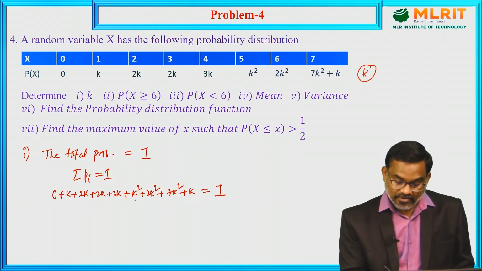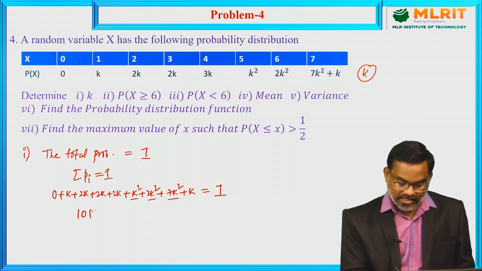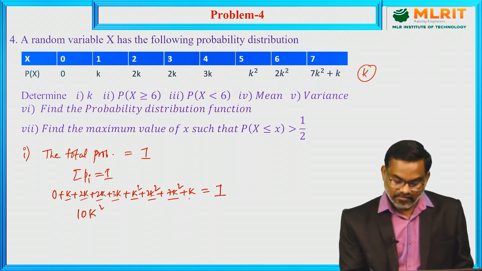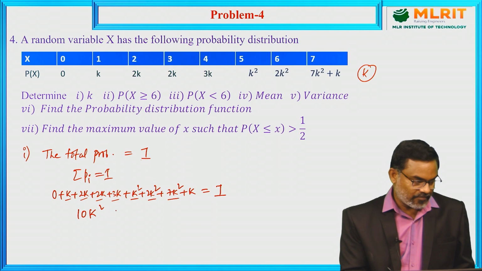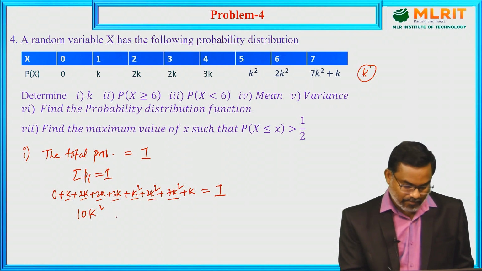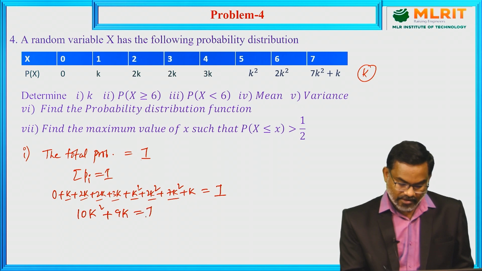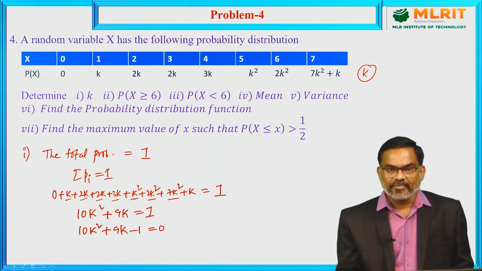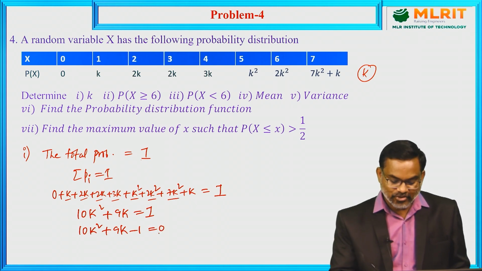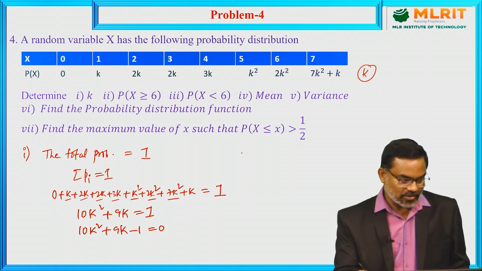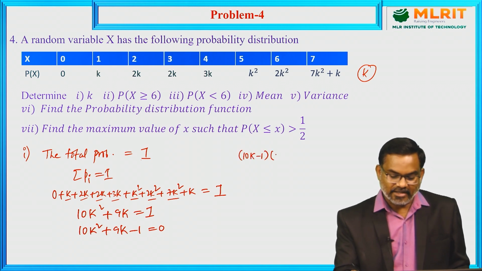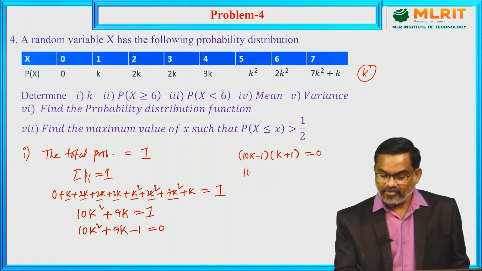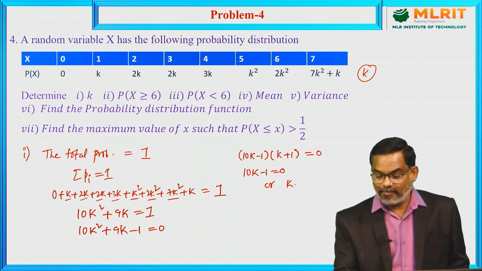Here k square, 2k square, 7k square, total 10k square, and 1 plus 2, 3 plus 2, 5 plus 3, 8 plus this one, 9. So 10k square plus 9k equal to 1, which is a second degree polynomial in terms of k, a quadratic polynomial. So it has two roots. By finding the roots, writing it in factor form, we get 10k minus 1 equal to 0, or k plus 1 equal to 0.